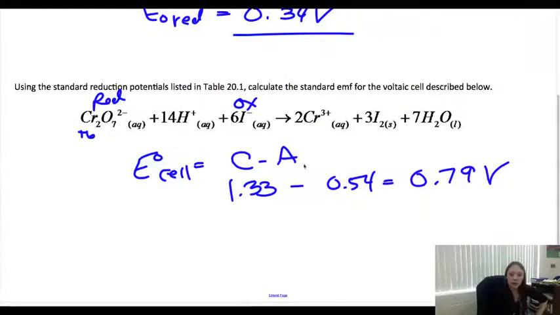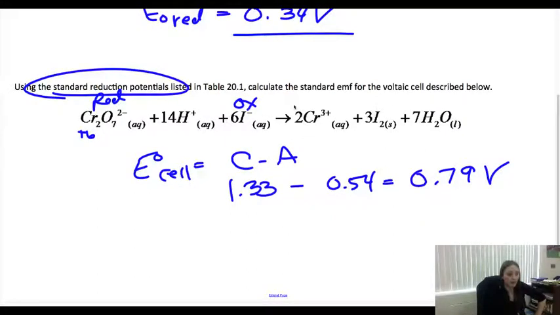Okay, in this next one, you have the cathode and the anode because you're using the standard reduction potentials listed on the back of your periodic table or in your notes here. I have my cathode minus my anode. I've got to figure out which one is which. I have my I minus being oxidized, which means that that is going to be my anode. And I have my chromium here that is reduced, which means that it's going to be my cathode. So I looked that up, and I should find that this one is the 1.33. The I minus should be the 0.54. We subtract, and we get 0.79 volts.